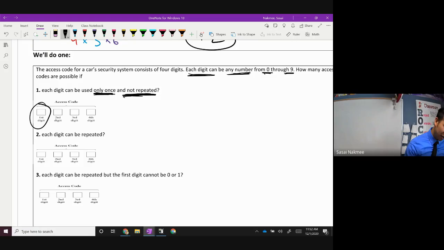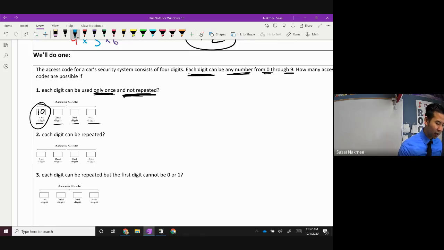So for the first digit, there's 10 possibilities, right? I'm not saying the first digit is the number 10. I hope you guys understand that. That's the most common mistake that people make. That first digit has 10 possible choices that you can pick from. Careful, Calvin, we're not done yet. We still need to pick the second digit, the third digit, and the fourth digit.